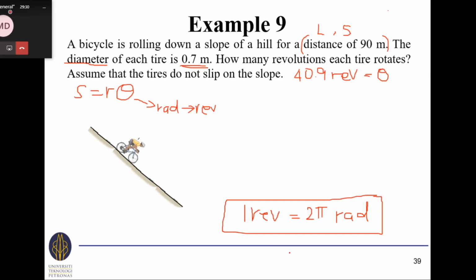Make sure to get your final answer correct as 40.9. That should be my answer at least. So if you have any other answers, please tell me.